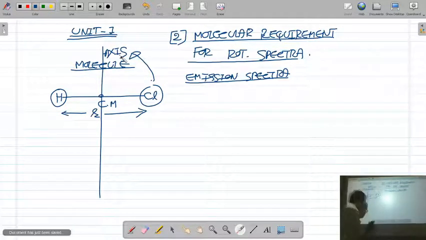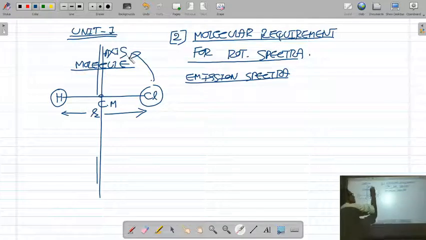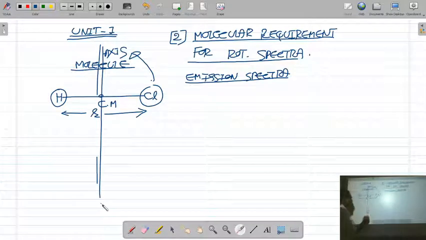Now what happens during the rotation of the molecule? When the molecule is rotating, the component of dipole moment in a fixed direction is changing. As a result, it will emit the radiation.